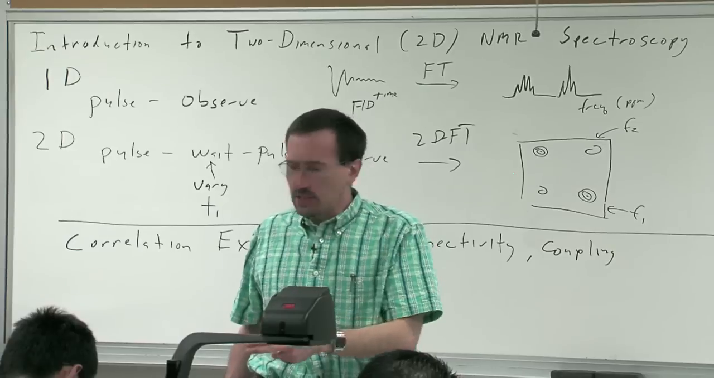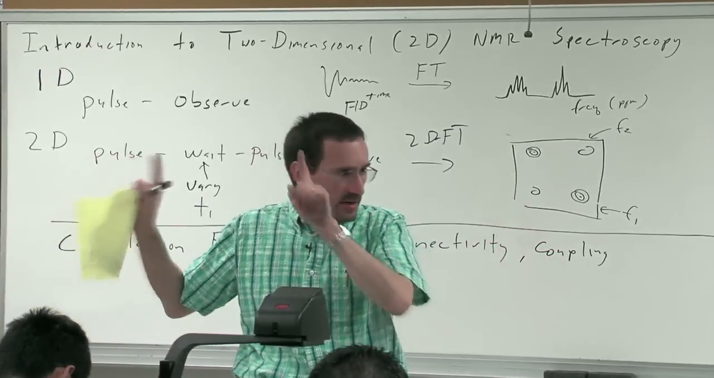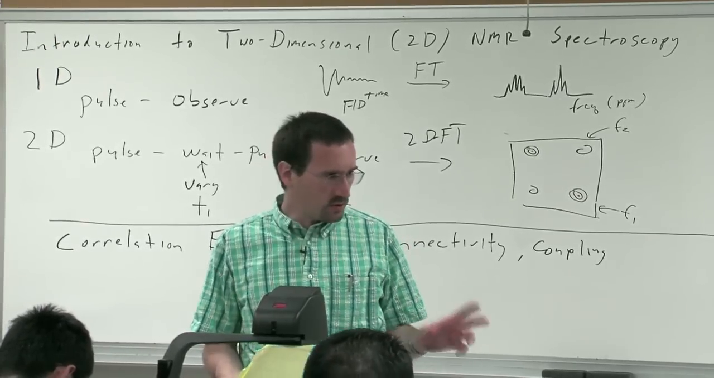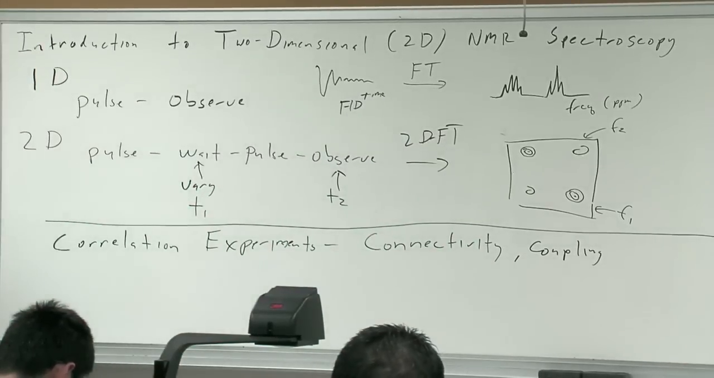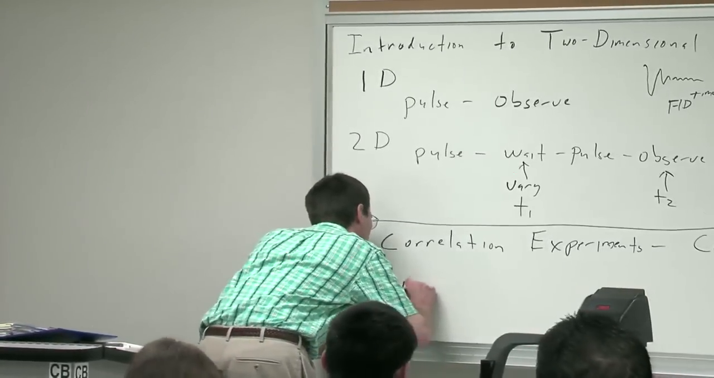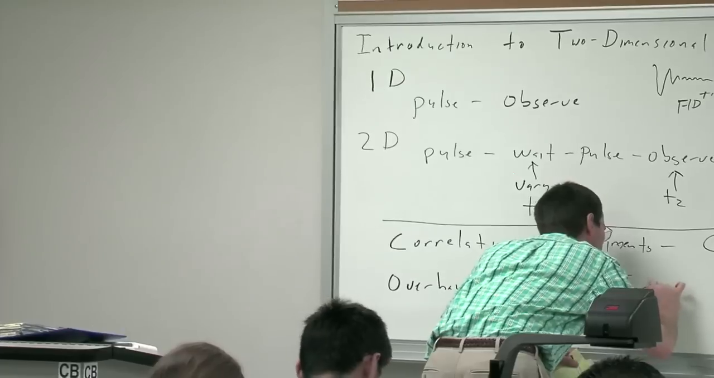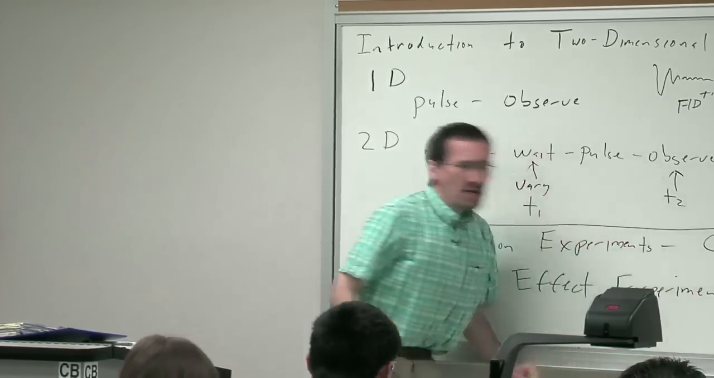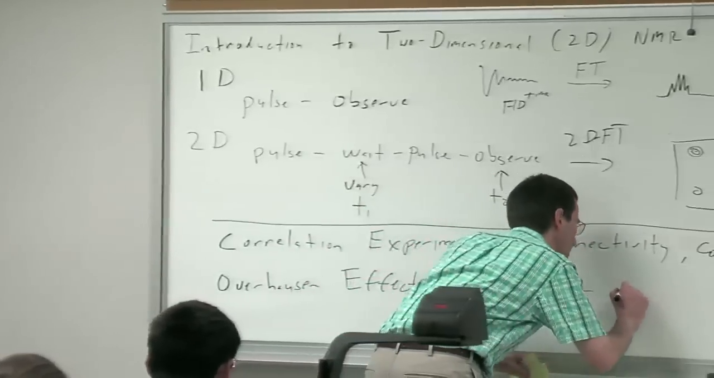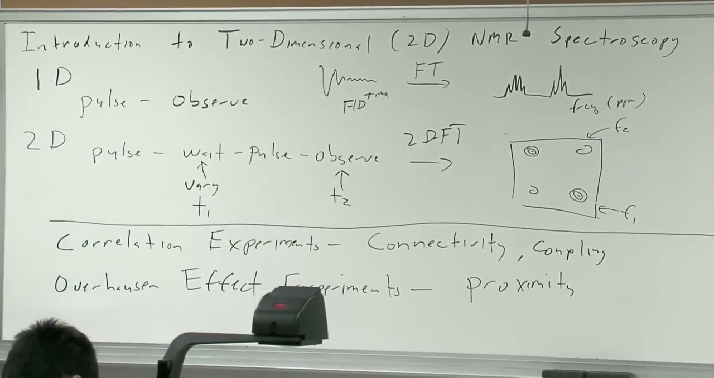When you see a 17 hertz coupling in a trans alkene, you say, oh, that 17 hertz coupling must have a partner somewhere. Ah, here is its partner that also has a 17 hertz coupling. So you're already using connectivity information in helping to deduce your structures. 2D experiments provide that information in a more general way. The other type of 2D experiment that we'll be talking about are Overhauser effect experiments. We'll be talking more about the nuclear Overhauser effect in a couple of lectures. Those give rise to information on spatial proximity. These can be very useful for information about stereochemistry and conformation.